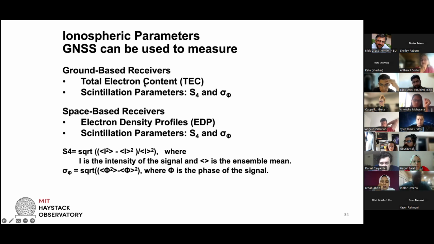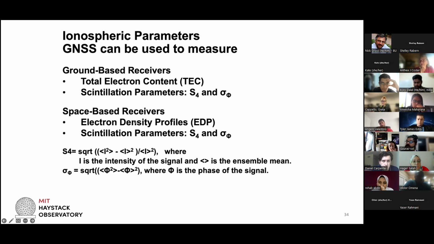Ground-based receivers measure TEC and scintillation parameters. The S4 is an amplitude kind of variation, and we use that for the equatorial region, and the sigma phi, which I will show you data, shows you the fluctuation that you measure in the phase. Those are the two parameters for scintillation that you can measure.